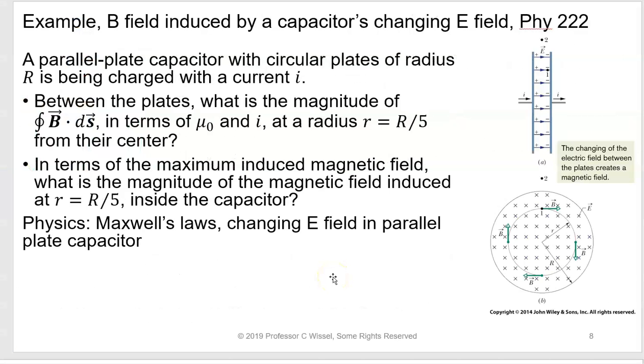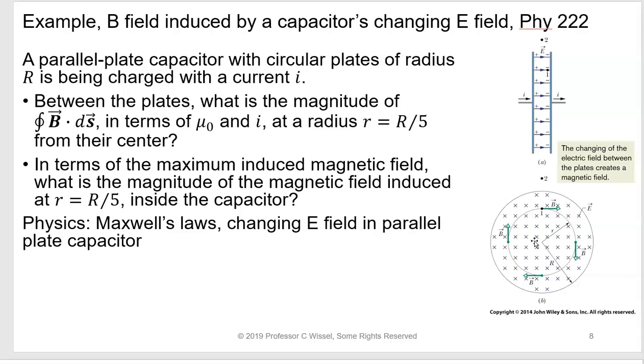Now, this is only for calculus-based students. Magnetic field induced by capacitor changing electric field. A parallel plate capacitor with circular plates of radius big R is being charged by a current little i. Between the plates, what is the magnitude of the integral of B dot ds in terms of mu naught and i at a radius little r equals R over 5? So in other words, you're 1/5 of the way out from the center of this parallel plate capacitor. We're going to find out what is the magnitude of the integral of B dot ds there.